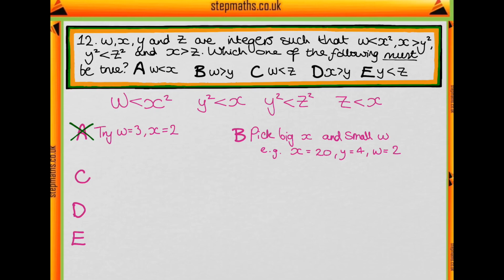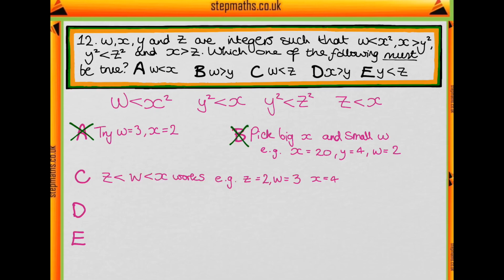Okay, so we want to pick a big x and a small w so that this works. So for example, if we have x is 20, y is 4 and w is 2, then clearly y is greater than w because 4 is greater than 2. But if you go through, all of these conditions do hold, and therefore it can't be b.